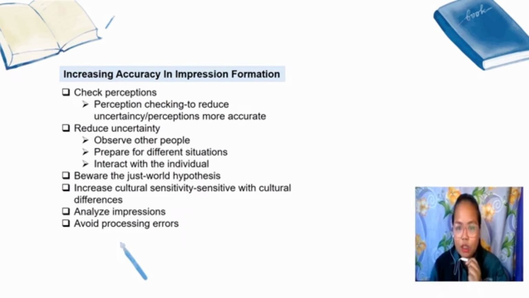Reducing uncertainty is done by observing other people. Second, prepare for different situations. And the last one is interacting with the individual, to reduce uncertainty in how we interact with another person. Next is beware of the self-serving bias. Beware the just is a working hypothesis.